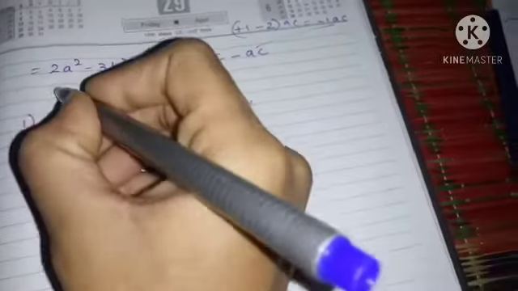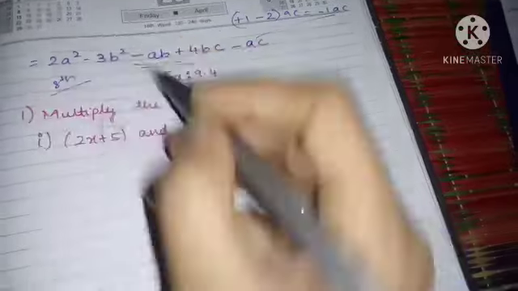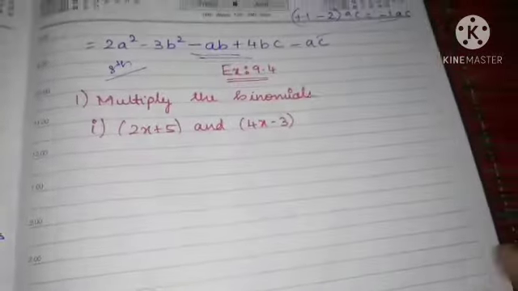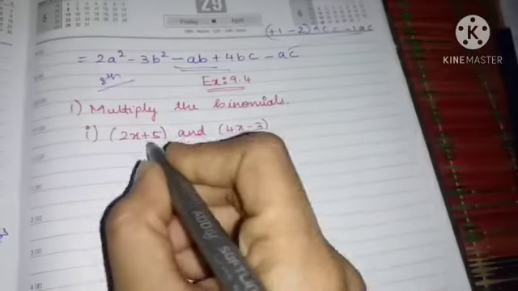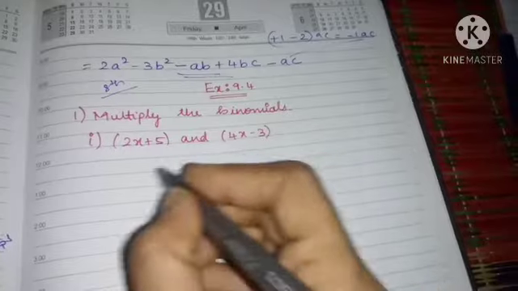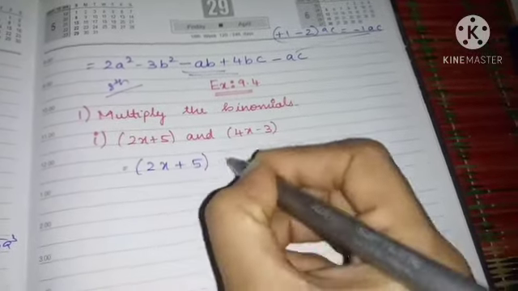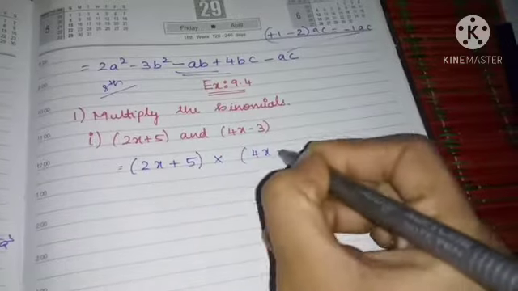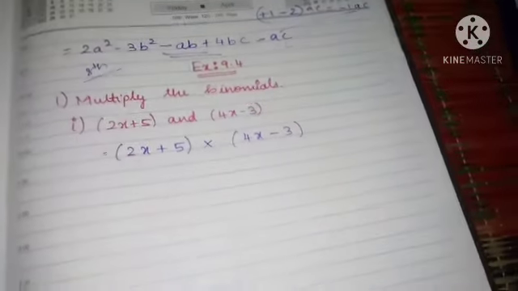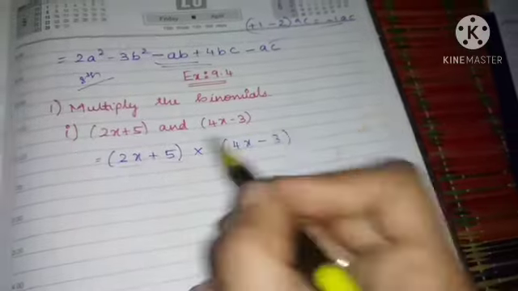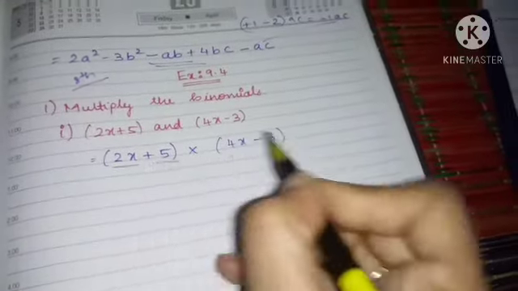Now, we can start with exercise 9.4. First problem: multiply the binomials as usual. 2x plus 5 and 4x minus 3. So first I am writing 2x plus 5 into 4x minus 3. What is a binomial? They have two terms, right? So first this is one term, this is one term, right?